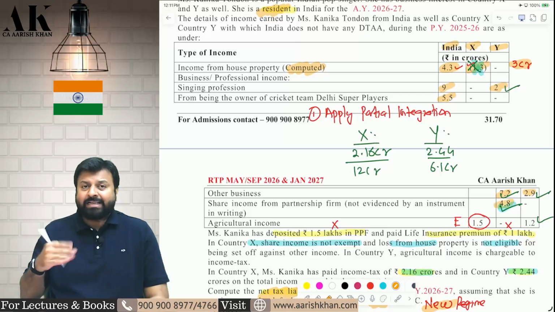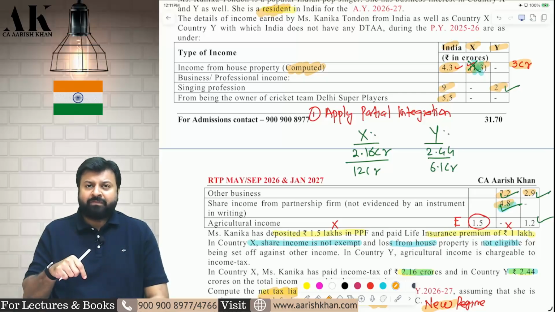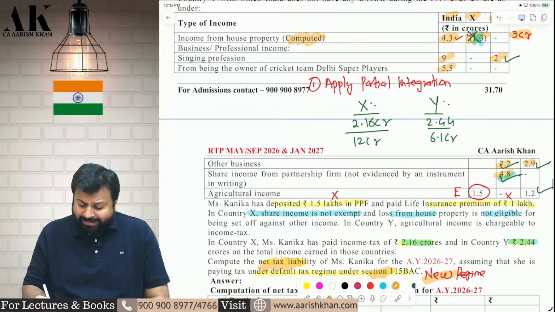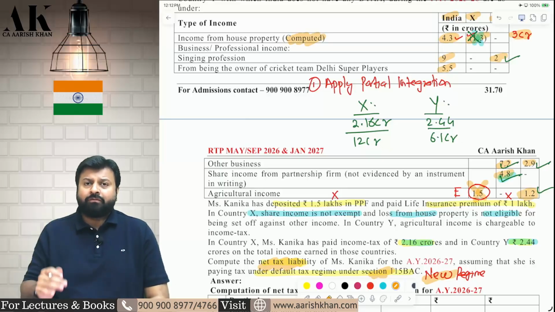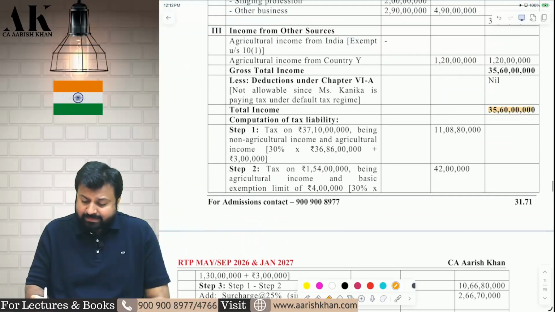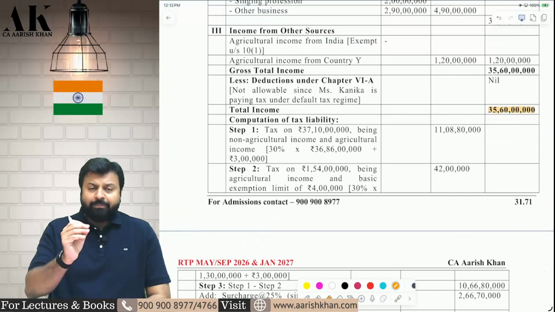Share of profit from country X is taxable. In India, share of profit from a firm is exempt. From foreign country it is taxable. Agriculture income in India is exempt. Agriculture income in foreign country is taxable. You take a total of all of them, you will get somewhere around 35.6 crores. Now compute tax on this.